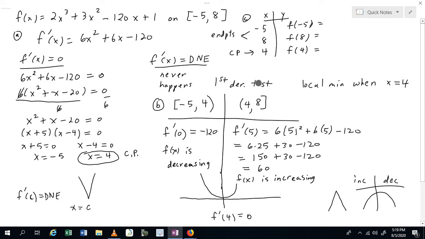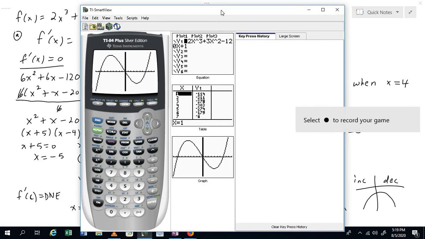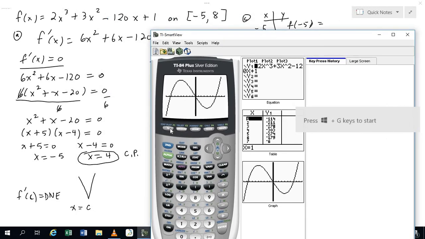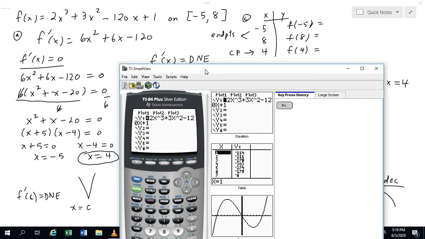Okay, and I'm just going to do that on the calculator. There's actually a very efficient way of doing this on the calculator. What you can do is go to your y equals button and type the function in. I've already done that. Type it into y1. You can see I've got 2x cubed plus 3x squared minus 120x plus 1. So just type the function in.